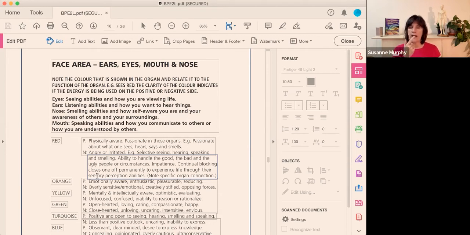Our mouth is how well we communicate, but it's not just words, it's how we communicate our emotions, our thoughts, our spirituality. It's our ability to express ourselves to others, and as well it's how other people are understanding us. So when I see, for example, yellow in the mouth, I know that this person is able to express themselves based on what they know.